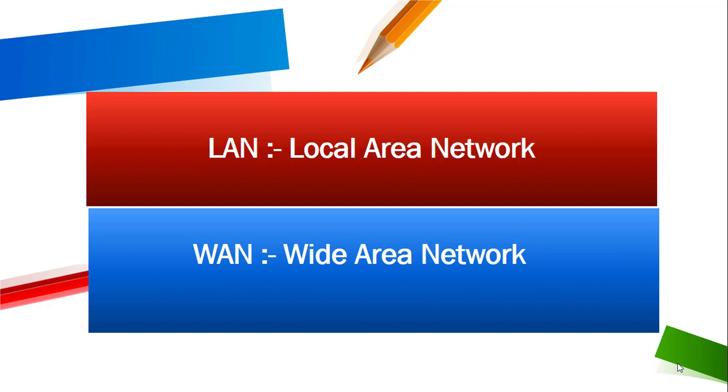The next one we have is WAN, which stands for Wide Area Network. A common example is the Internet. Internet is a great example of WAN. We have another type as well, that is MAN, Metropolitan Area Network. As is evident from its name, that network is within the city. For example, telephone services within a city, or the cable network within a city. These are examples of MAN. So we have three types of networks: LAN, MAN, and WAN.